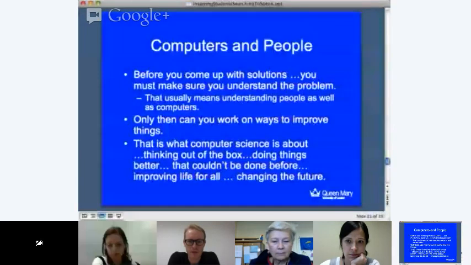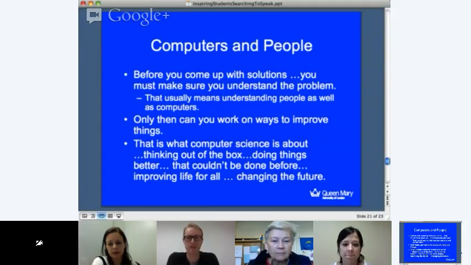Essentially, the message of this story is, before you come up with solutions, you've got to understand the problem. And that usually means understanding people as well as computers. And this is something computer scientists do. They rush in and they think they've got the solution, and they do solve it.